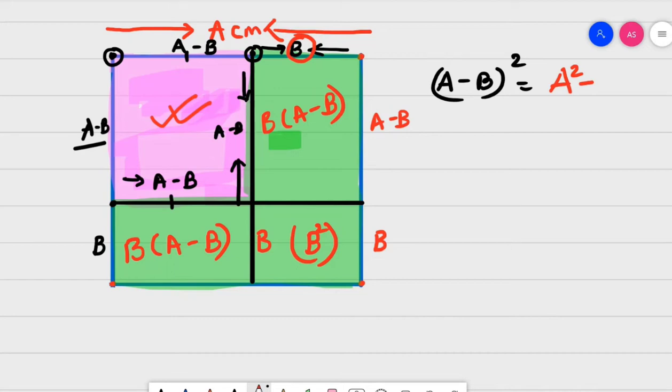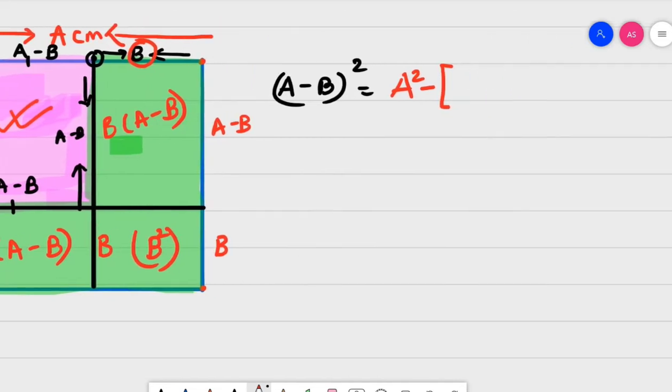Now see, if you consider the green part, you will get a square minus, now take a big bracket. Take a big bracket and see what you will write here. This part, first take this part. So what is this part? This part is b into a minus b. Then I am subtracting the whole green part. So a square minus, I am taking the whole bracket.